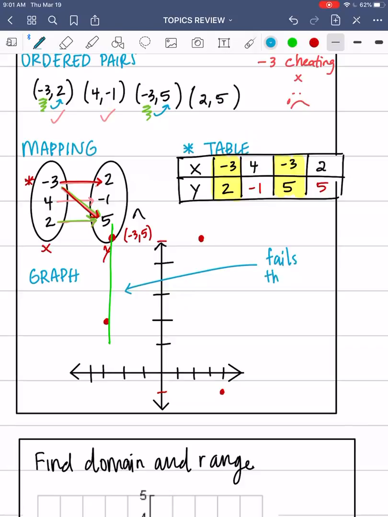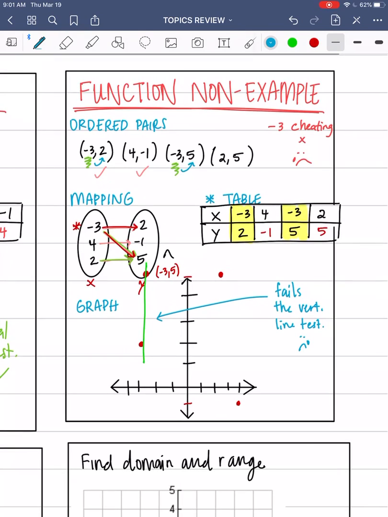Fails the vertical line test. No one likes failing a test, so that's not a function. Nice. Okay, cool. So there's a non-example.